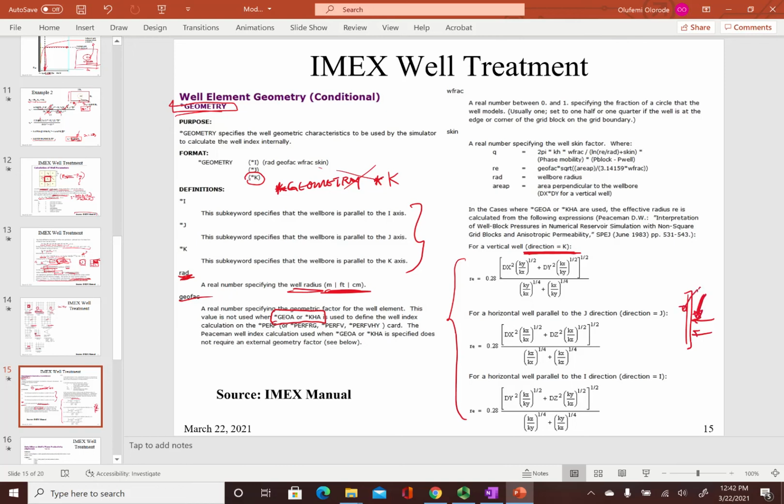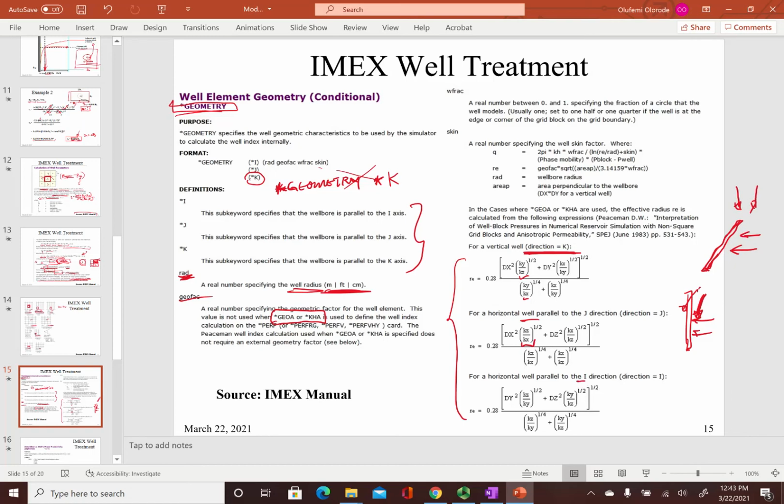So coming from behind the screen towards us, the Kz will not contribute to the flow because the well is moving down in the Kz direction. So that's why you only see Ky and Kx here. If the well is horizontal and parallel to the J direction, so the J direction is the direction of Y. So this way, then Ky will not contribute. It's going to be Kx and then Kz. So you see only Kz and Kx here.